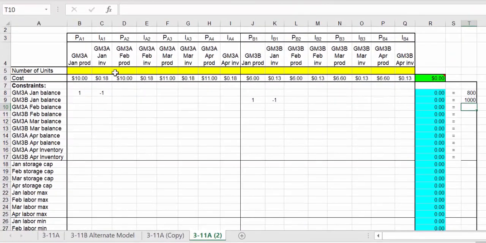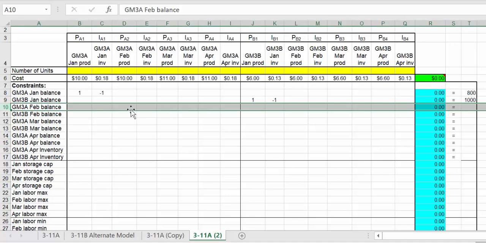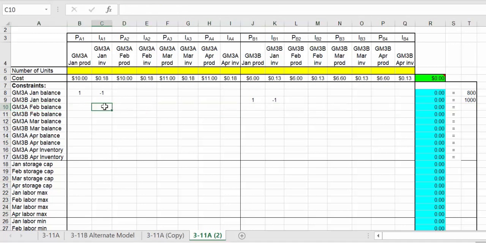But now when we look at February, we're looking at A. We would go across and have whatever we have for inventory plus production, and then subtract the current ending inventory. We can copy this as well to this point here. I'll show you.